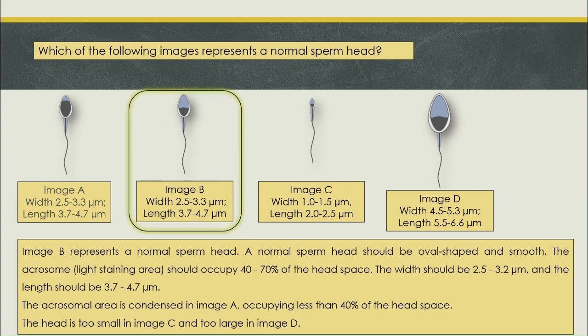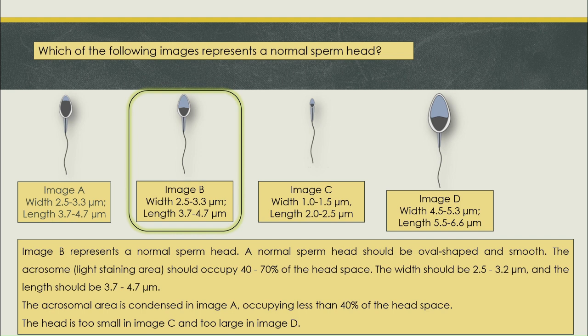The correct answer. Image B represents a normal sperm head. A normal sperm head should be oval-shaped and smooth. The acrosome, light staining area, should occupy 40 to 70% of the head space. The width should be 2.5 to 3.2 µm, and the length should be 3.7 to 4.7 µm.